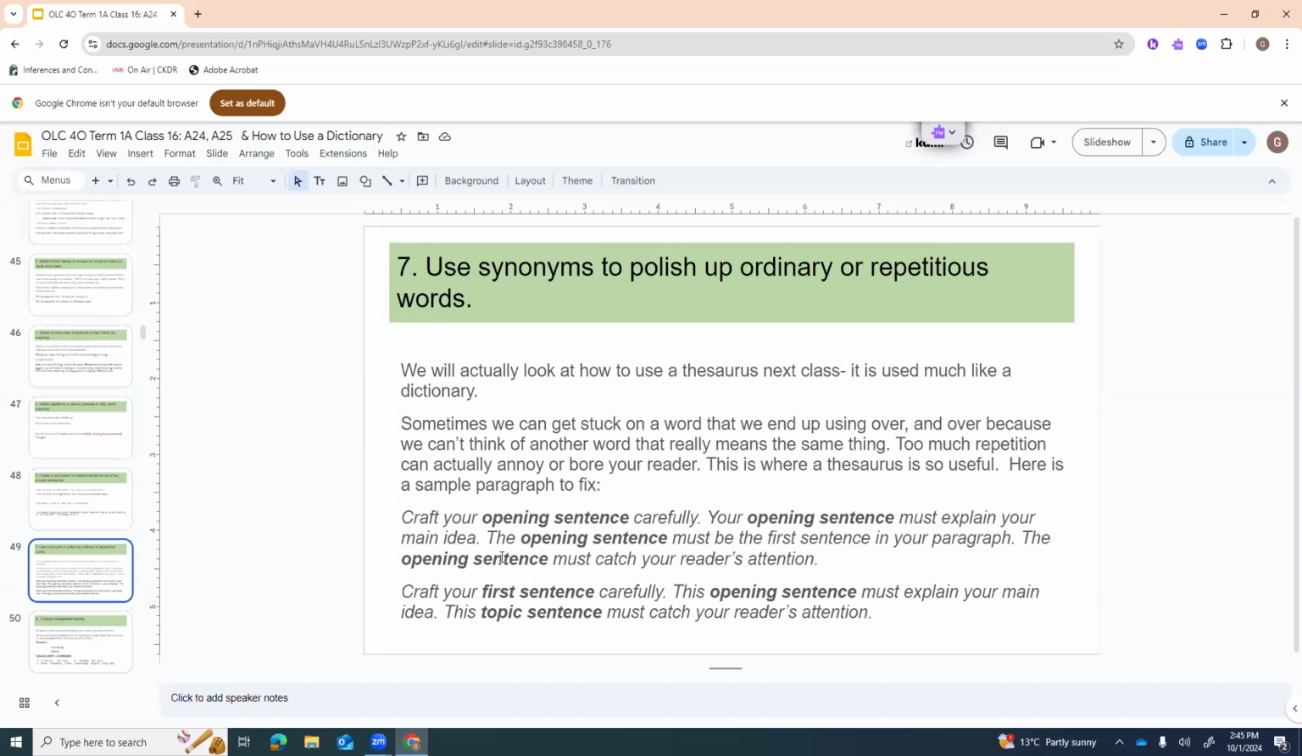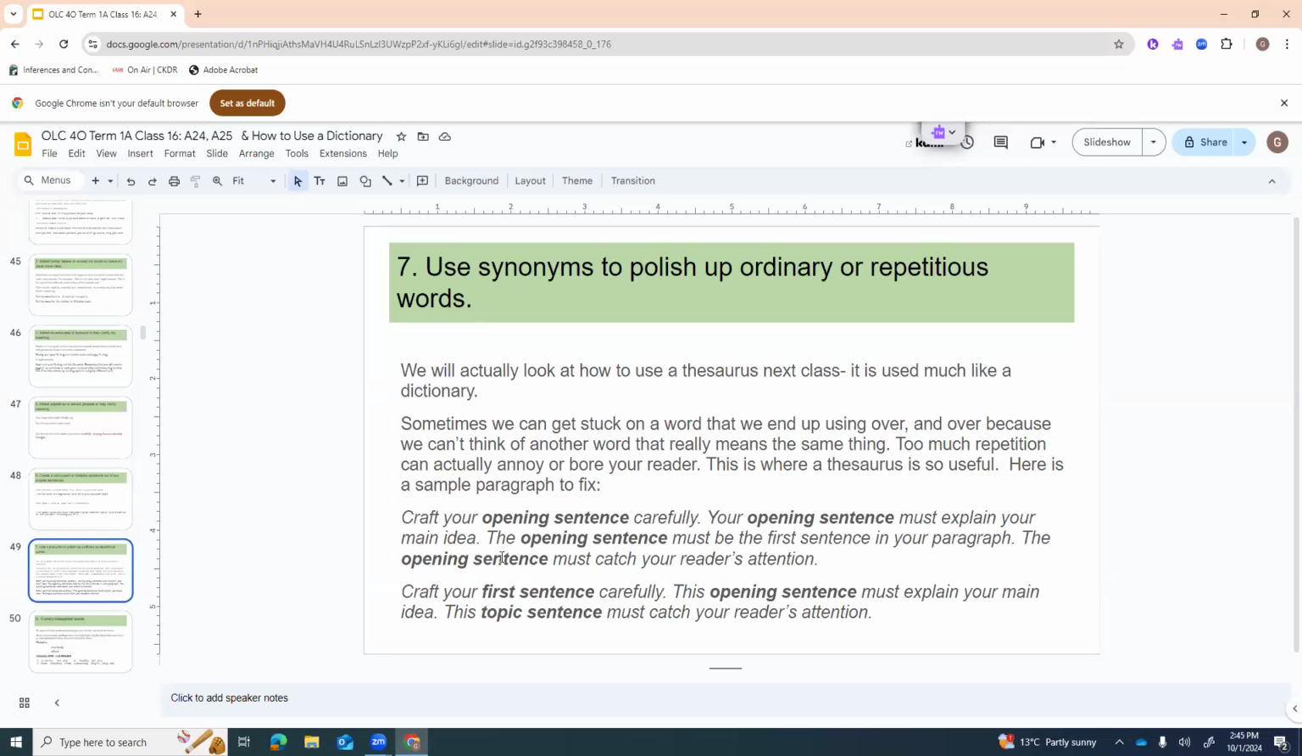The opening sentence must catch your reader's attention. That is so tedious to read. And I can easily change it and make it more interesting by brainstorming for a minute, checking the thesaurus, whatever, just so it's not so same, same, same, same, same, right? Craft your first sentence carefully.